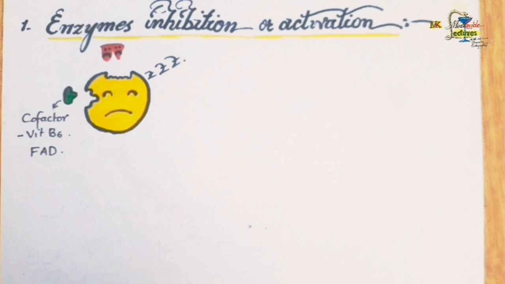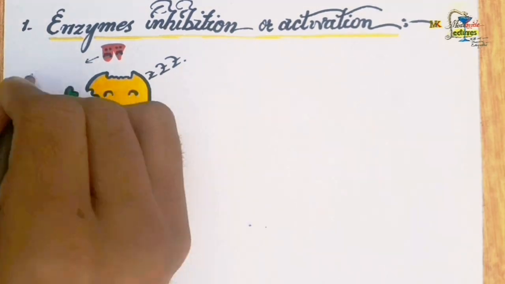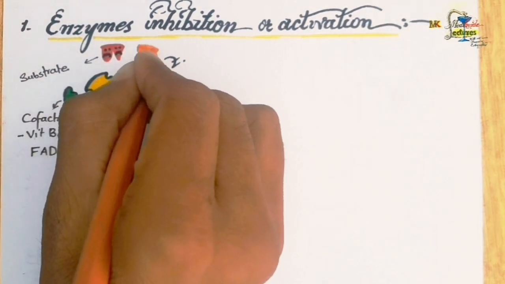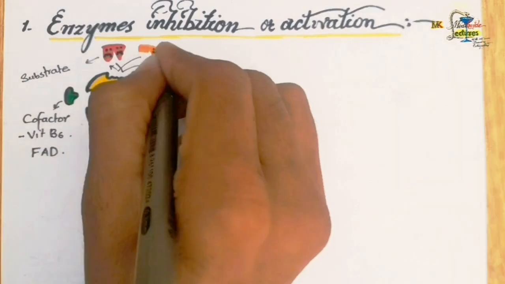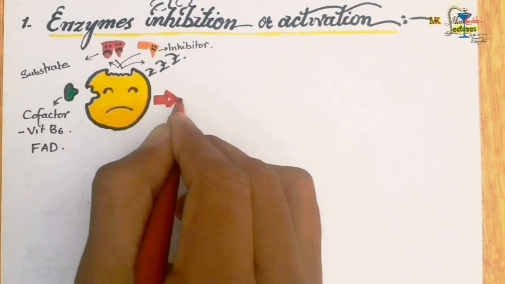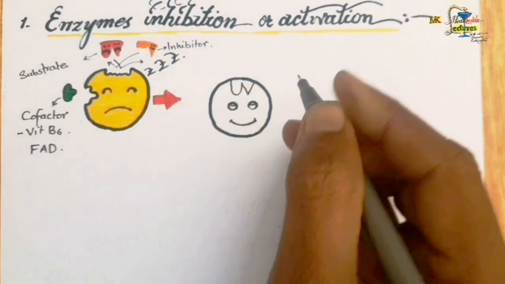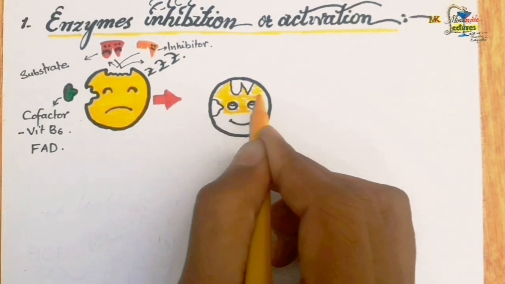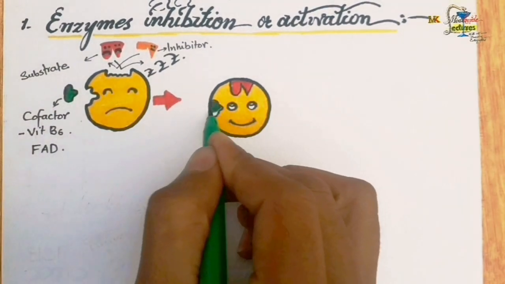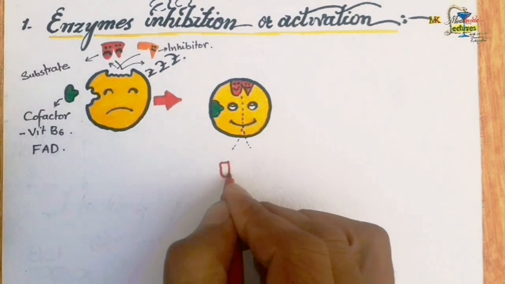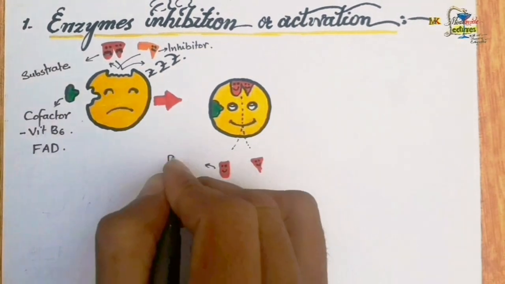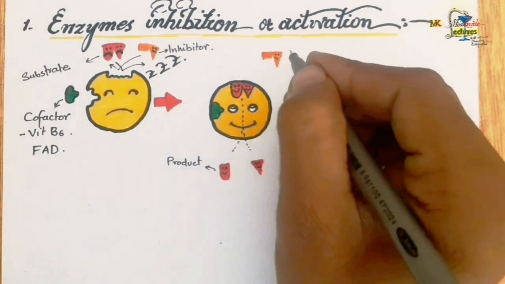In the absence of a cofactor, the enzyme is said to be inactive, and it will be activated when a cofactor is attached to the enzyme. In this inactive state, the enzyme will be unable to catalyze the reaction inside the body. So after attachment of the cofactor, the enzyme is then activated, and it will be able to catalyze the reaction for which it is made.